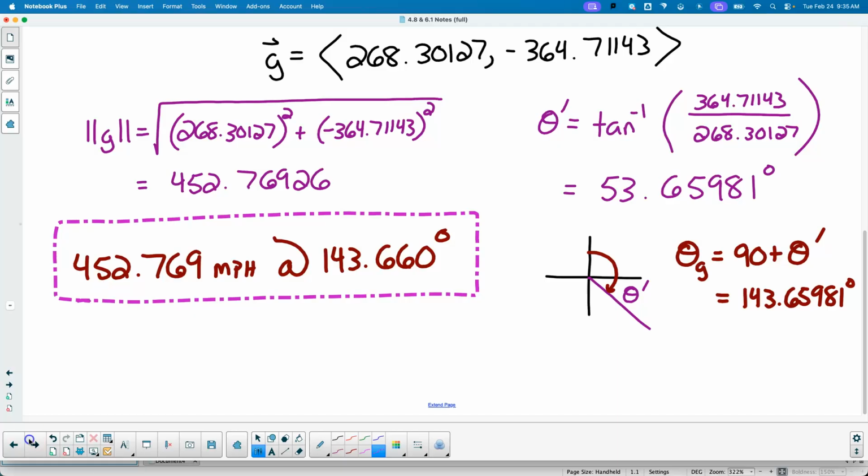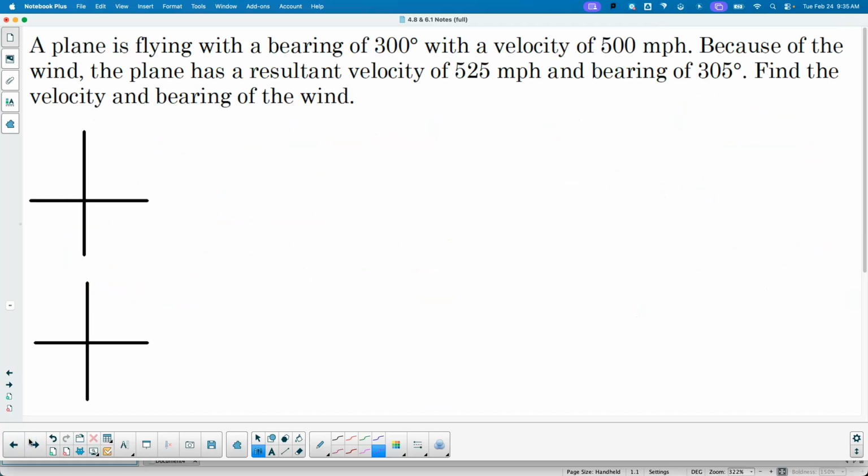Think you're ready to try one on your own? Yeah? Go for it. Try this one. A plane is flying with a bearing of 300 degrees with a velocity of 500 miles per hour. Because of the wind, the plane has a resultant velocity of 525 miles per hour and a bearing of 305 degrees. Find the velocity and the bearing of the wind.